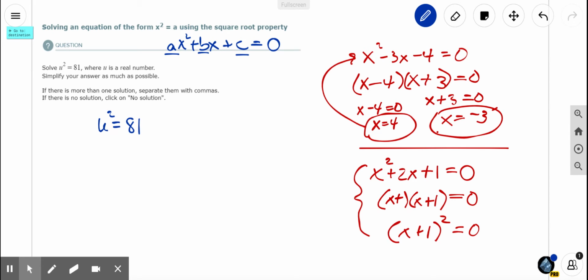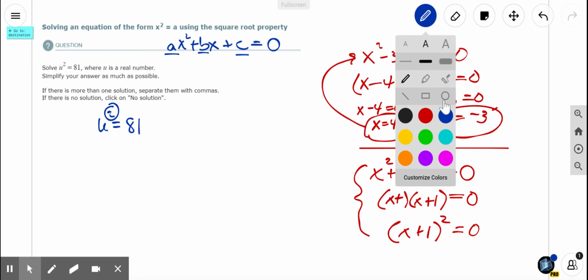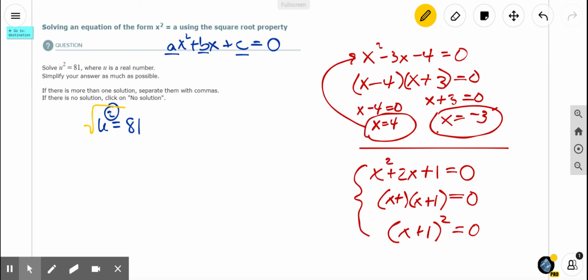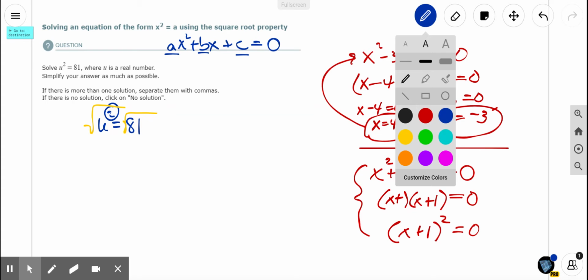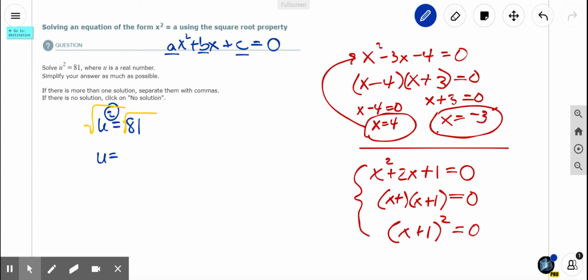You can simply notice that this is a quadratic and you could take the square root of both sides. I'm going to do that in a different color just to show what we're doing. We are going to take the square root of both sides. Why can we do that? Because we have u squared on one side and a number on the other side. If you can get it to this point, you can take the square root. So I would get u is equal to plus or minus 9. Remember, it could be either one, and you have to list both of them.